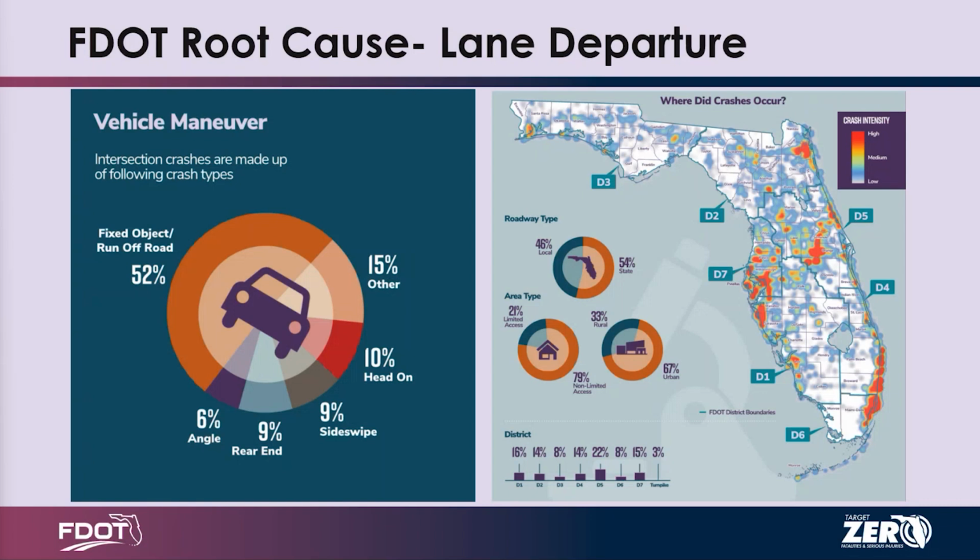You can also see a heat map here where those lane departure crashes are happening. You see kind of an equal split between the state roads and local roads, 54% on state roadways, and then how it's looking at area type as well as the urban-rural split. And then we have a breakdown by district as well. So you've got your District 4 there, 14% of all lane departure crashes are happening in your districts.